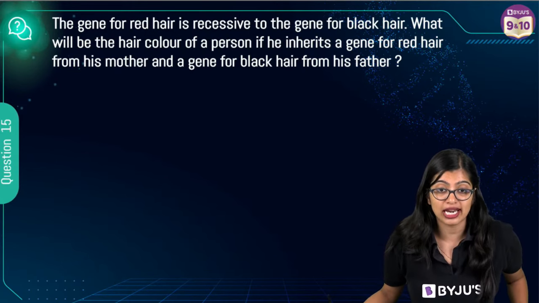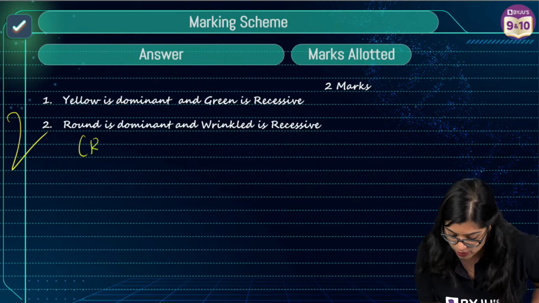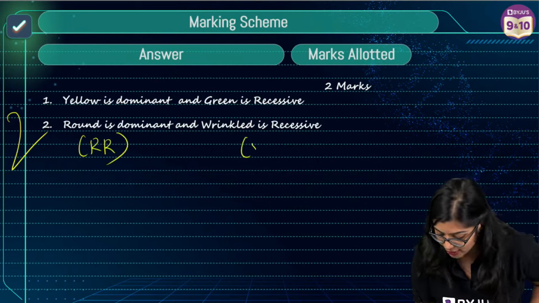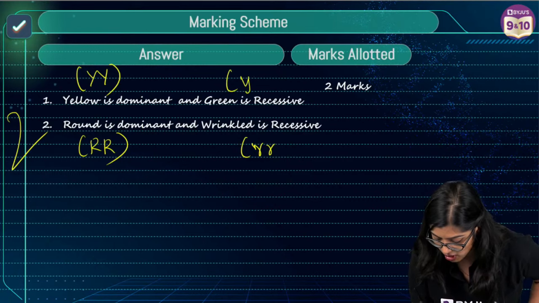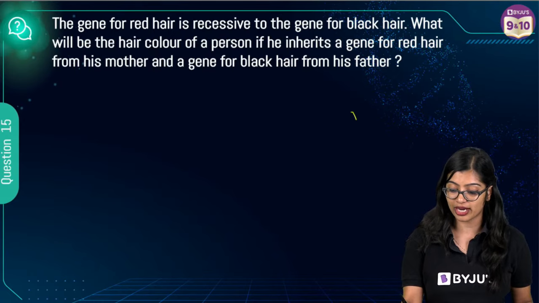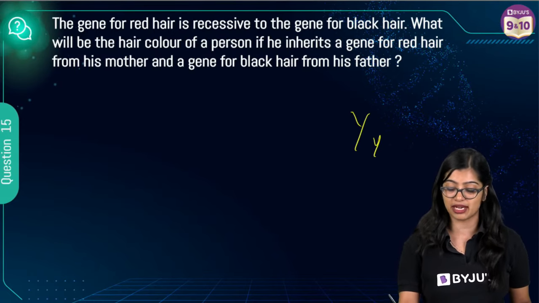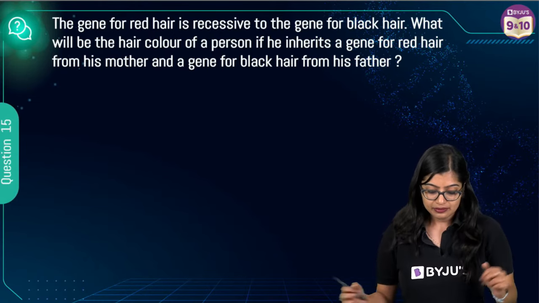Ma'am, which letter should we use for more clarity? So for round, you have to use capital R, for wrinkled, use small r. Yellow, capital Y, green, small y, okay? And when you're writing this Y and all, be careful, okay? Don't write small y like this. It can be confusing. Do a loopy loop that will help you out with it.